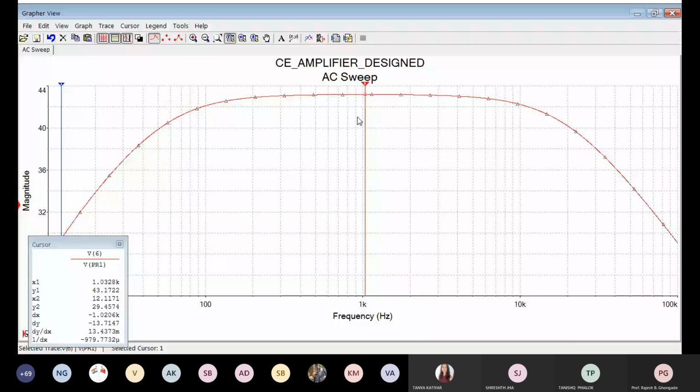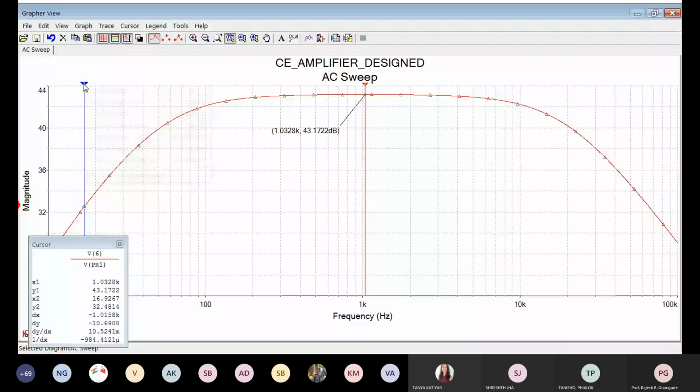Again, right click, add data label. So this is what I am getting at 1 kilohertz: 43.17 dB. All right. Now let us find out what happens at 3 dB down. So 43.17 minus 3 dB gives me 40.17, right? Yes, sir.